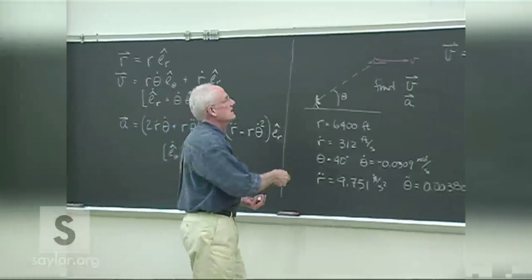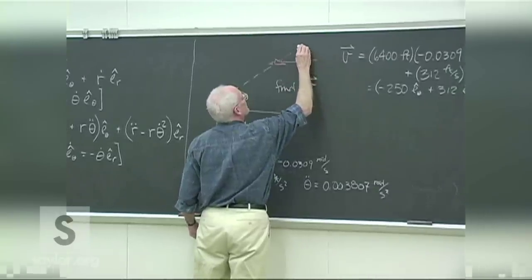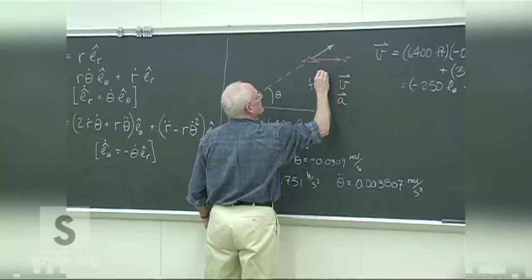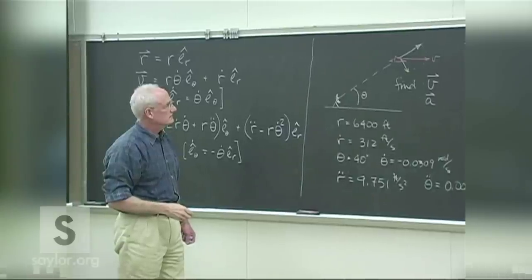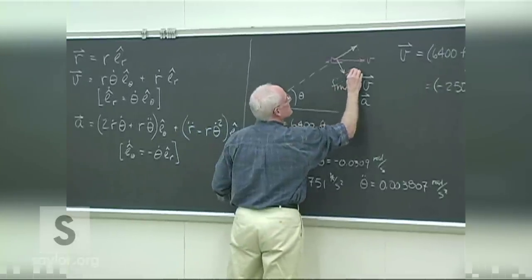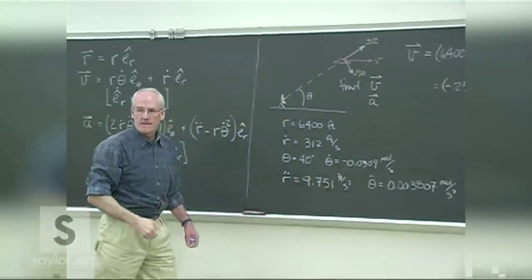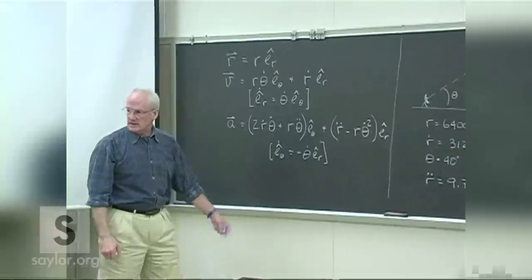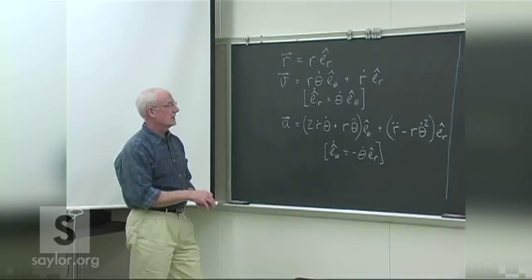And that's this velocity vector broken into that component and that component. So that's 250 feet per second. This is 312. Notice because of the way theta was drawn, which was a little bit different than the original layout for this problem, it's actually in the opposite direction of what we had before.